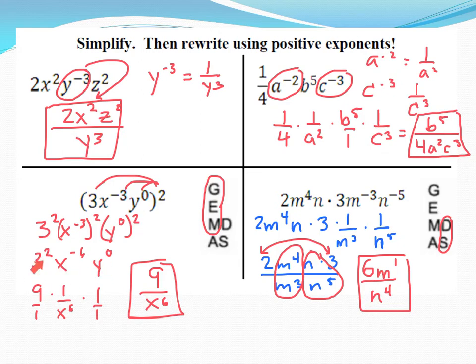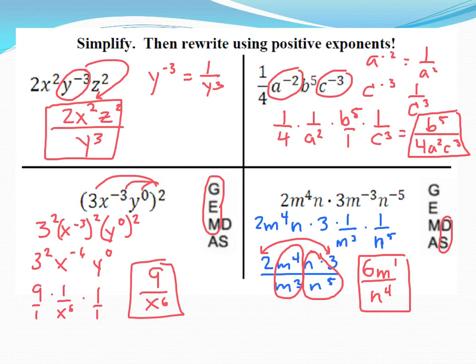Now I evaluate. 3 squared, that's 9. X to the negative 6, that's a negative exponent. I rewrote that, 1 over x to the 6. Y to the 0, well, anything to the 0th power, this is our rule we just have to remember, anything to the 0th power is 1. So I can just drop that y and write it as a 1 over 1. Then I combine all the tops. 9 times 1 times 1 gives me 9. 1 times x to the 6 times 1 gives me that. There's my answer.